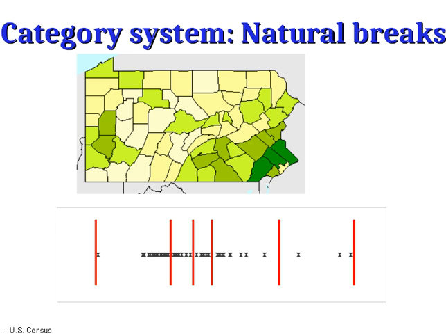Another system that we might use is what's called the natural breaks system. In this case, what we do is we look at our number line, we look at the distribution of values, and we look for spaces where there's a gap, where there's a spot where there aren't any area units with a value in that range.